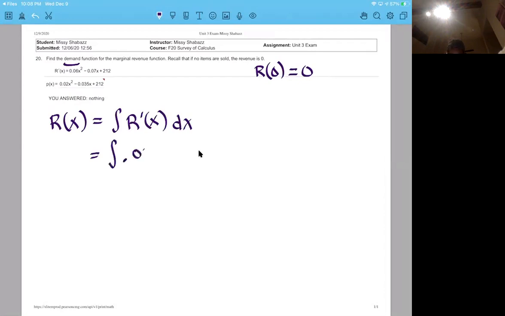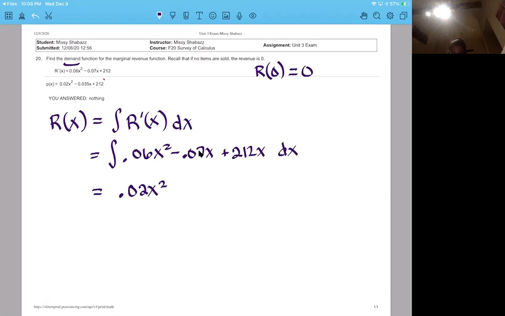So 0.06x squared minus 0.07x plus 212x dx. I integrate 0.06x squared. I add 1 to the exponent, which is 3. I'm going to divide by the same number. So 0.06 divided by 3 is going to give me 0.02, 0.02x cubed.